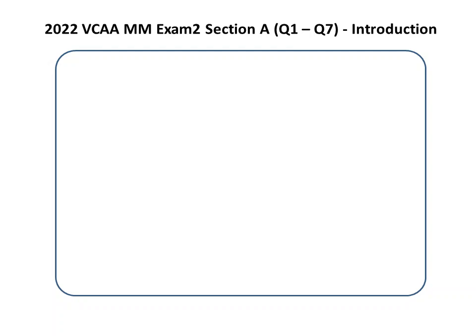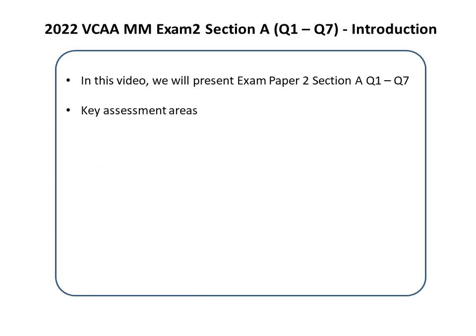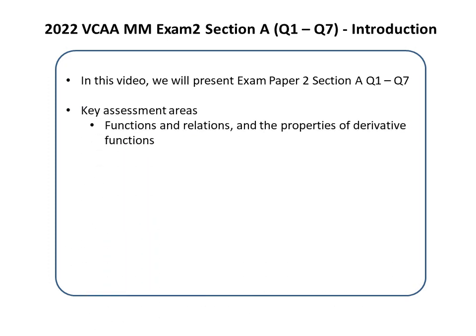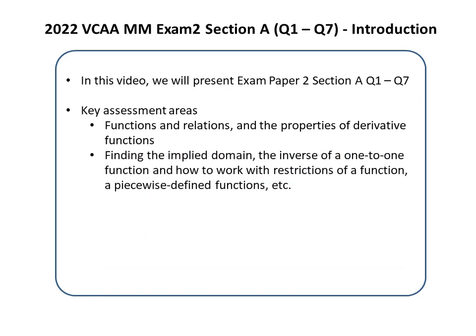Welcome to the fifth part of the VCAA Math Methods 2022 exam paper series. In this video, we will solve exam paper 2, section A, questions 1 to 7. These questions are in the topics of functions and relations, as well as the properties of derivative functions.